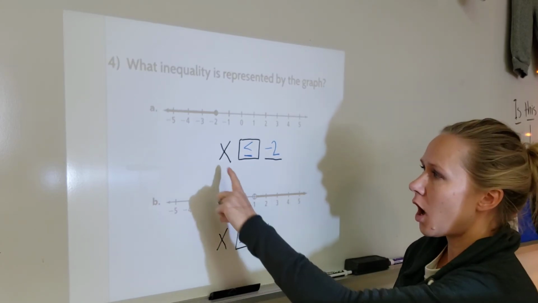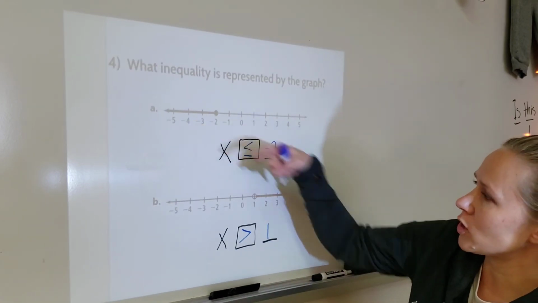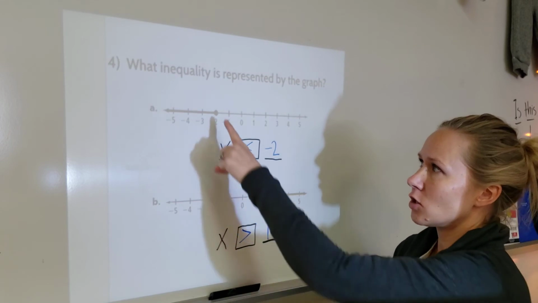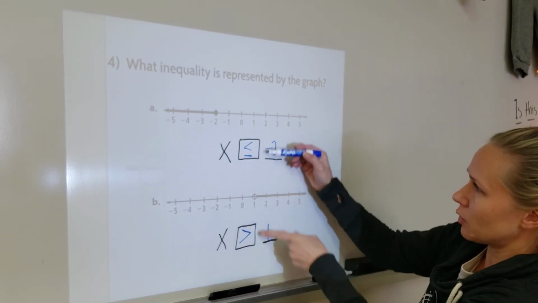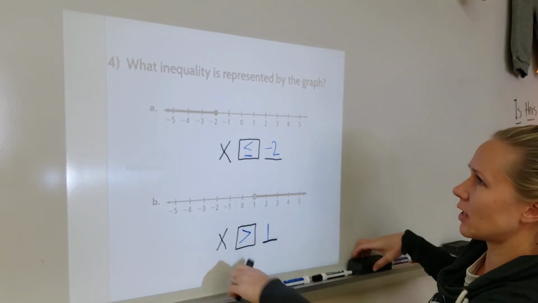These are kind of fun. Always start with the variable. X is a good one. And then you're just looking at which direction do you shade. Is it open or closed? And you're putting your number right here. What are you comparing it to? All right, let's go to the next one.